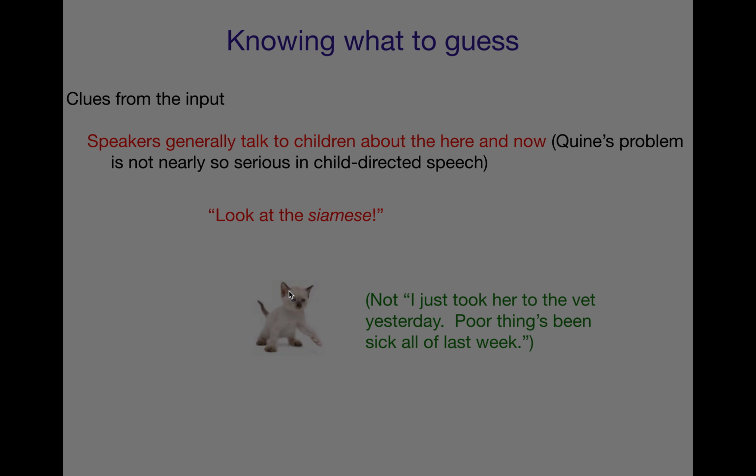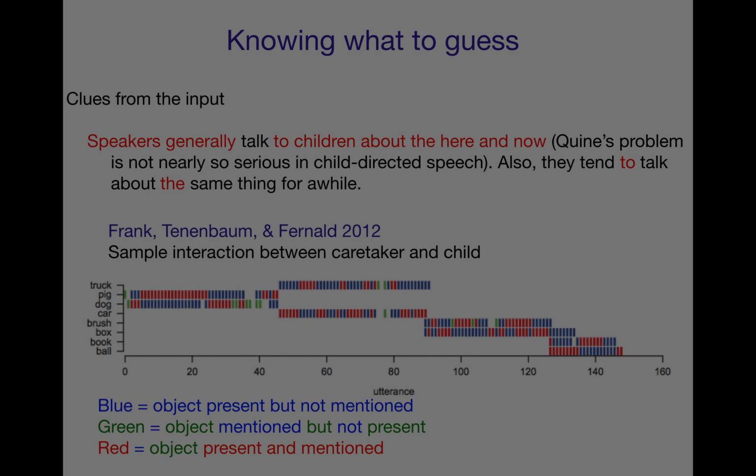So this mapping problem that Quine pointed out, that there's just sort of a zillion different hypotheses about what Siamese could mean, is not quite so bad in child-directed speech. And in fact, there's a study from 2012 that looked at the nature of the child-directed speech utterances, and it turns out that speakers generally tend to talk about the same thing for a while, which is called discourse continuity. And so this is a pictorial representation.